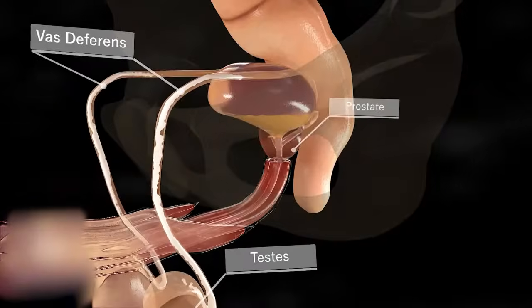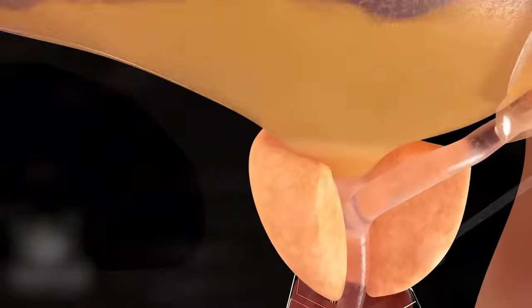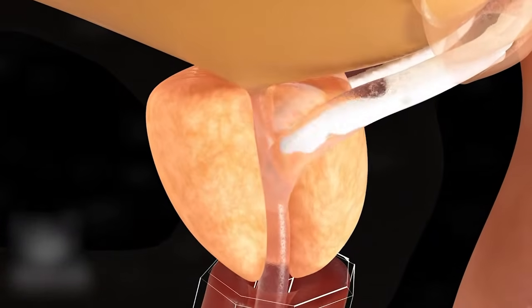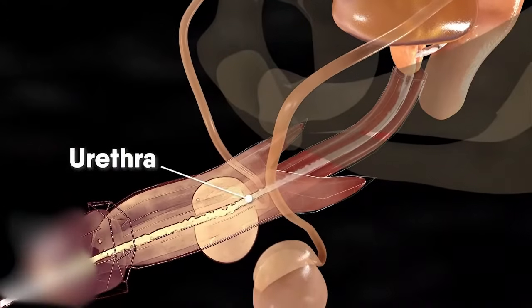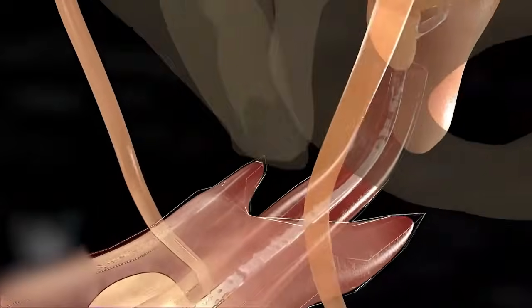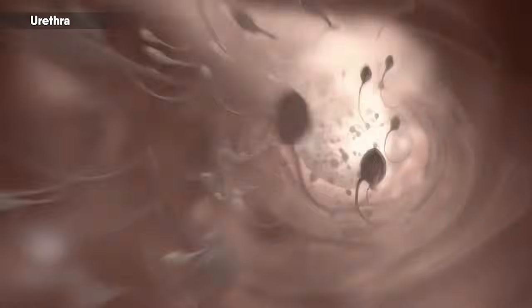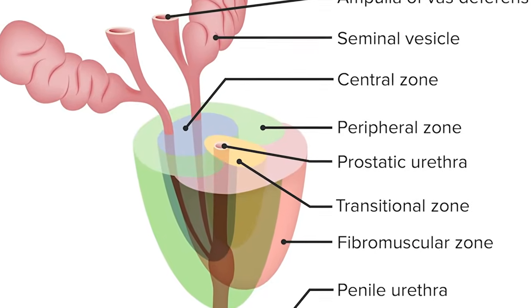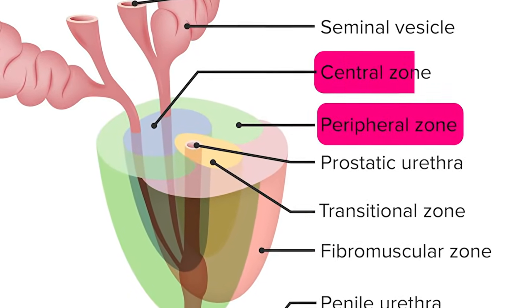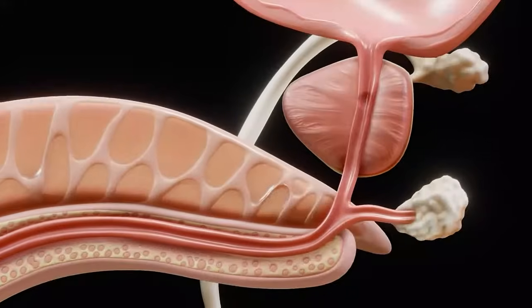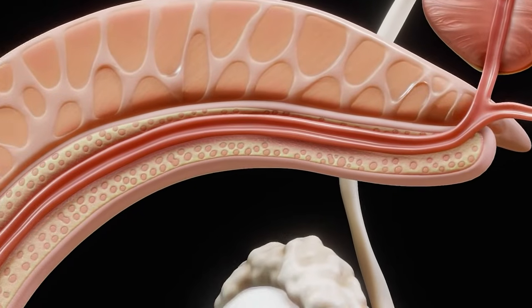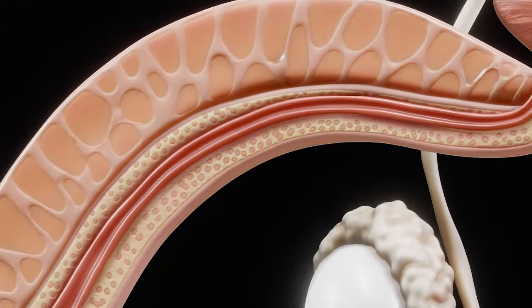Prostate. The prostate is the largest male reproductive gland, producing about 30% of ejaculate fluid. This gland surrounds the urethra and plays an essential role in male fertility by secreting fluids that nourish and protect sperm. The prostate is divided into several zones, including the peripheral, central, and transitional zones. The transitional zone is particularly important as it's where enlargement occurs.